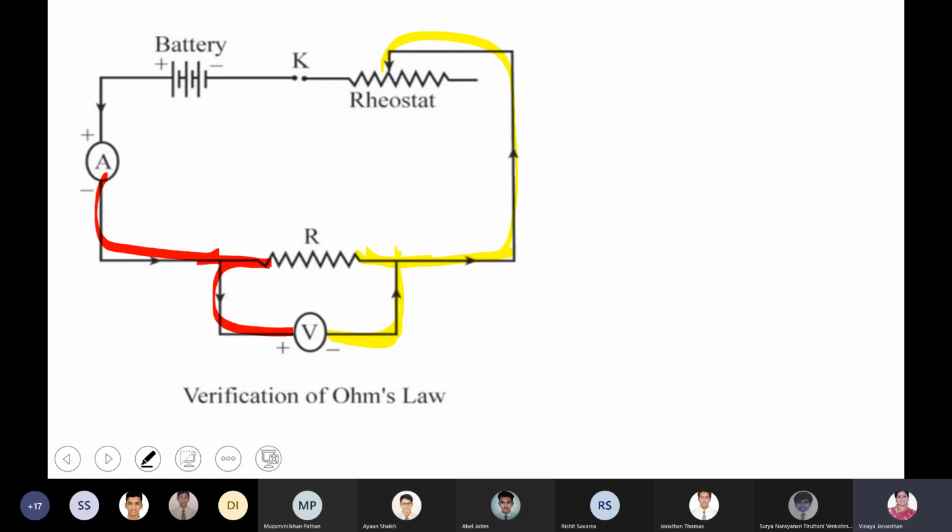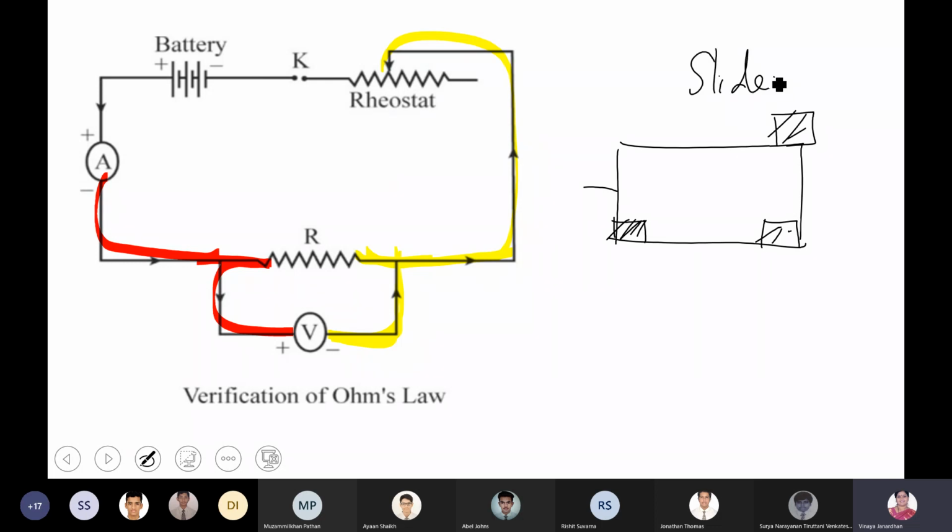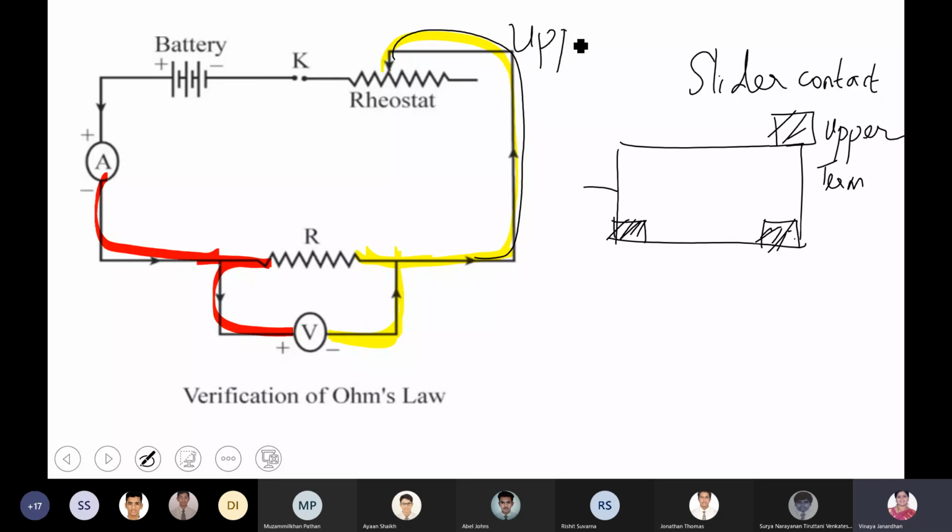Right? Now, when you are talking about the rheostat, you have two lower terminals and one upper terminal. This is the slider contact. Is it clear, boys? You have two lower terminals. You have one upper slider contact. The slider contact is your upper terminal. So this wire is going to the upper terminal slider contact. Is that clear?